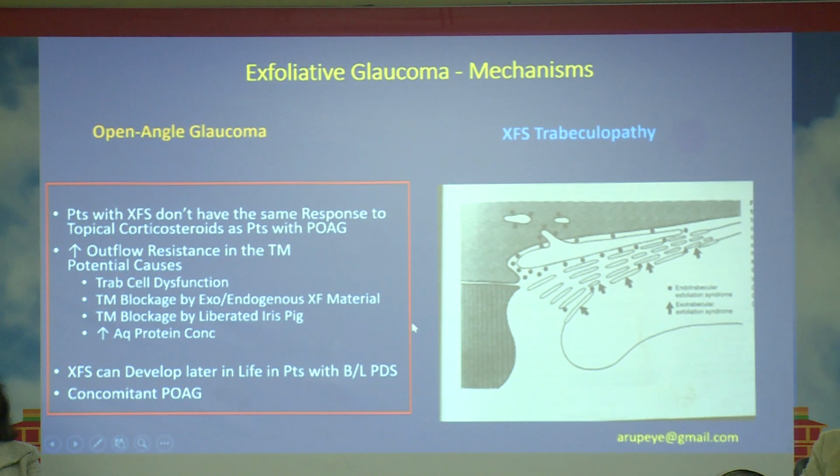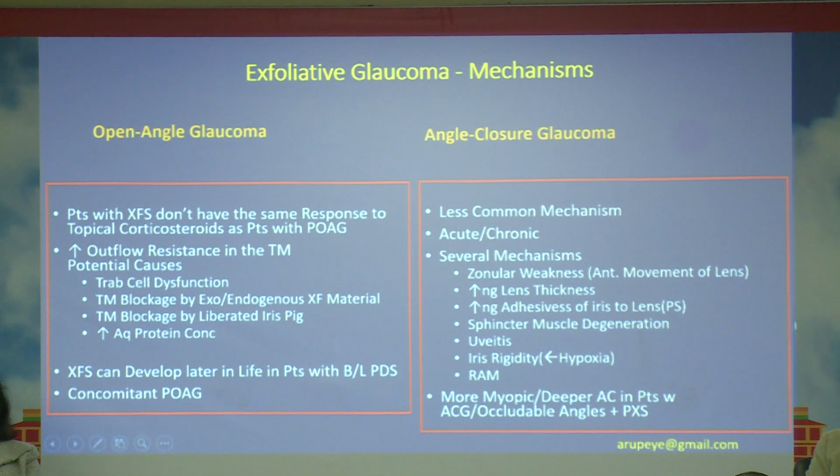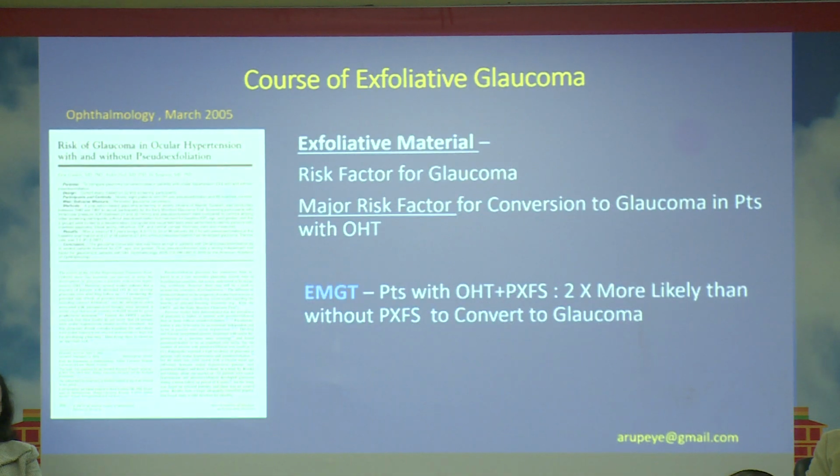The final common pathway is increased outflow resistance in the trabecular meshwork because of cellular dysfunction at the trabecular cell level, trabecular meshwork blockage by the exogenous or endogenous exfoliation material, blockage by the iris pigment, and increased aqueous protein concentration. Angle closure mechanism is less common, and it is usually associated with progressive zonular weakness, increasing lens thickness, increasing adhesiveness of the iris to the lens anterior capsule, and so on and so forth. Relative anterior microphthalmos is also quite commonly seen in these patients.